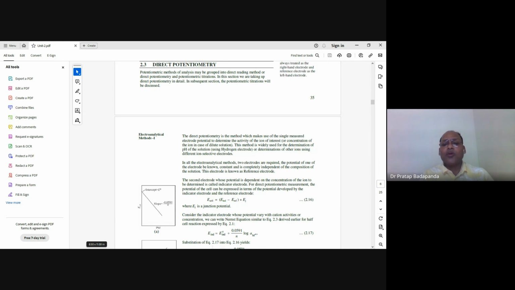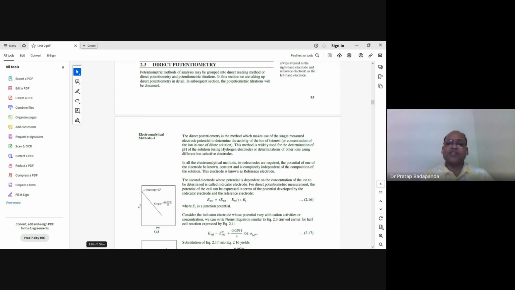In all electroanalytical methods, 2 electrodes are required. I told you, one is oxidation, the anode, and the second is the cathode. So in all electroanalytical methods, 2 electrodes are required. The potential of one of the electrodes is known. It should be; if you don't know the potential, you cannot calculate the difference. It is constant and completely independent of the composition of the solution. So this electrode is known as the reference electrode.